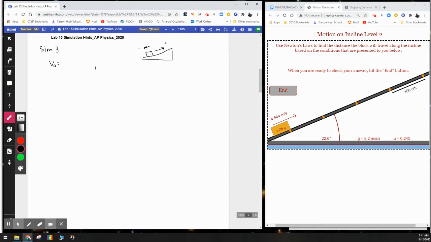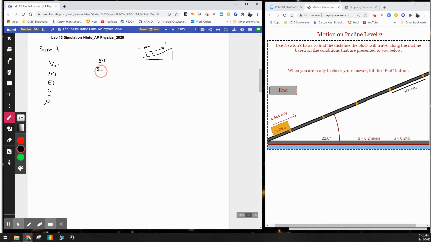All right, so V0 is given. We're also given the mass, the angle theta, and G, which is a different value than what's on the Earth, and we're also given mu. As always, the first thing we need to find is the acceleration. So we'll call this step S1. Step 1 is what's the acceleration.